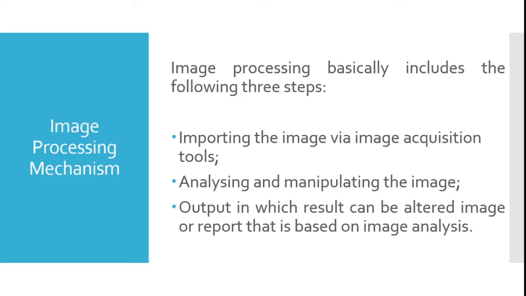Image processing basically includes the following 3 steps: importing the image via an image acquisition tool, analyzing and manipulating the image, and the last is output, in which the result can be an altered image or a report based on image analysis.